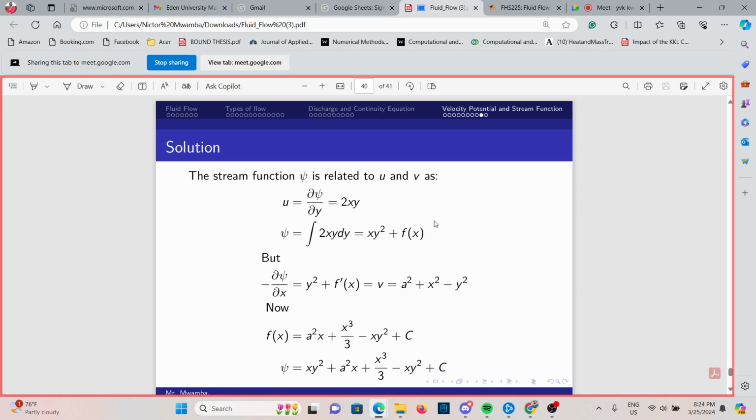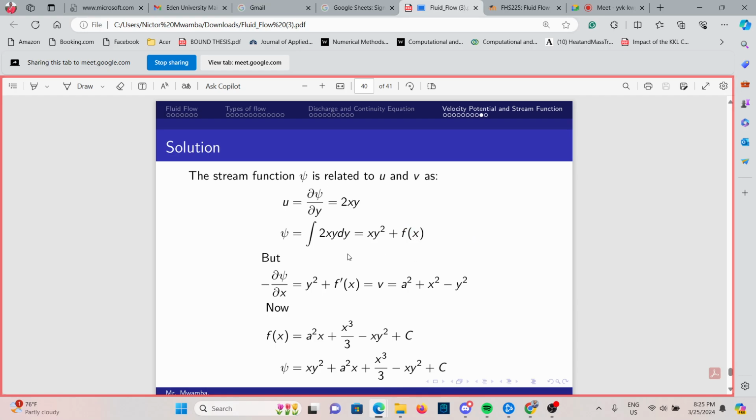Plus, we would have written a constant, but the reason we're not writing a constant is that even a function of x can act as a constant when you differentiate the stream function with respect to y. So maybe the other number which was there could have been a function of x. Who knows? That's why we're writing f of x here instead of a constant like c or k.